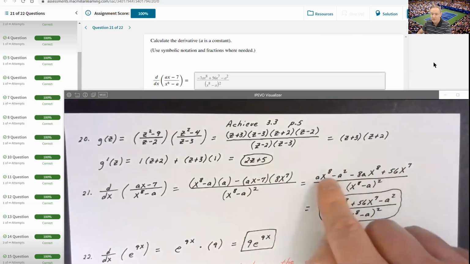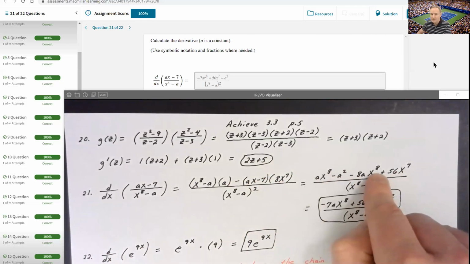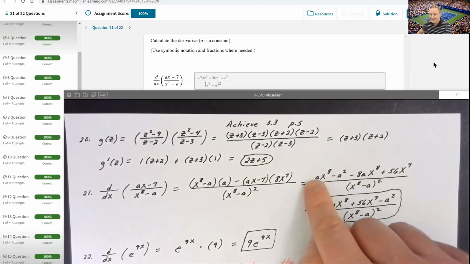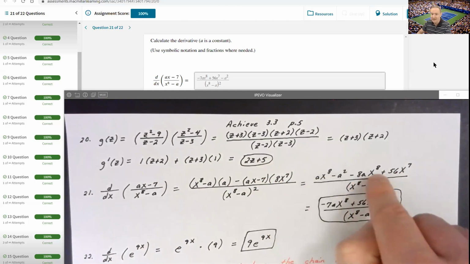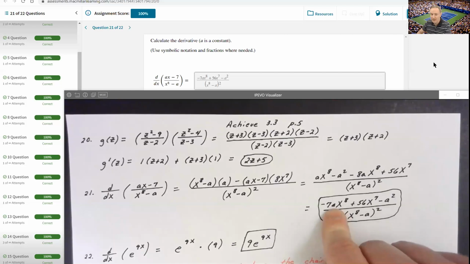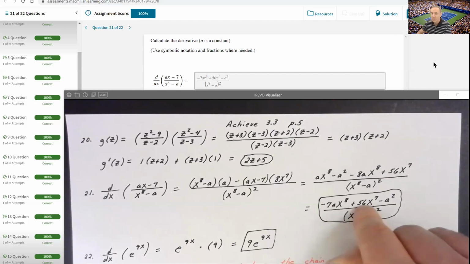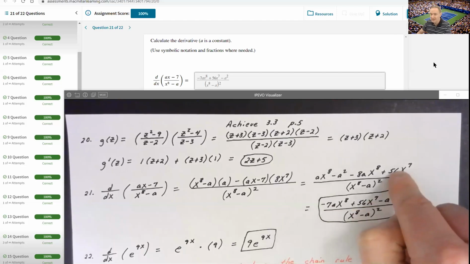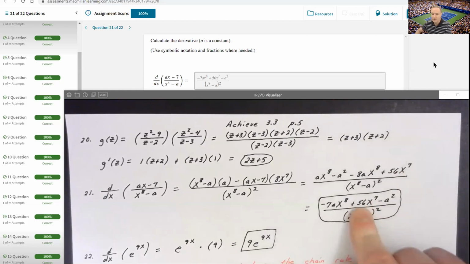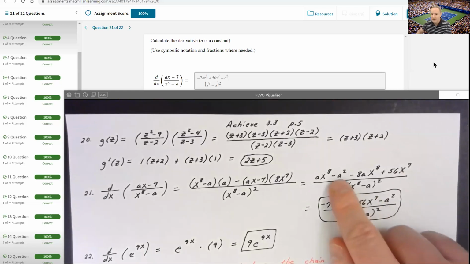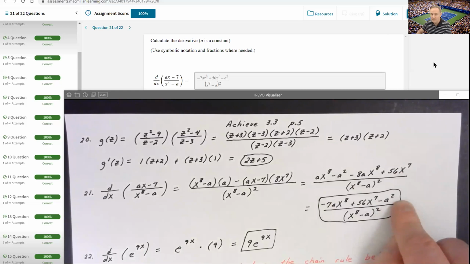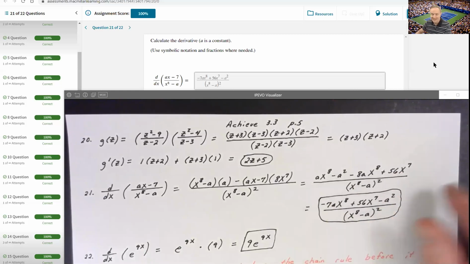Now, I notice I have two x to the 8th terms in the numerator. 1a x to the 8th minus 8a x to the 8th gives me negative 7a x to the 8th. And then I chose to put it in descending order with respect to x, so plus 56x to the 7th, and then minus a squared, our constant, all over your denominator squared. I thought that looked like a fantastic final answer, and that matched what Achieve wanted.